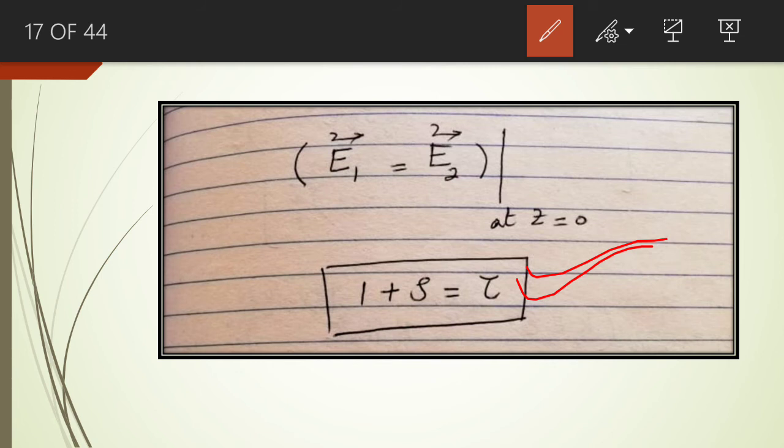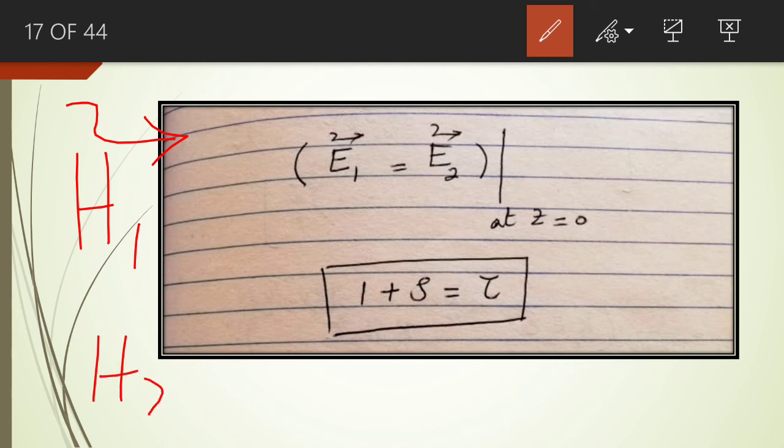Now what we are going to do, we are going to find out the total magnetic field intensity in medium number 1, and we are going to find out the total magnetic field intensity in medium number 2. So let us find out H1, the total magnetic field intensity of the wave in medium number 1, and let us find out H2, which is the total magnetic field intensity of the wave in medium number 2.